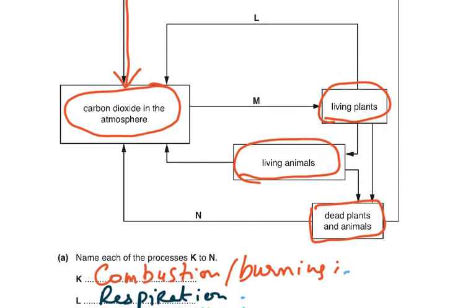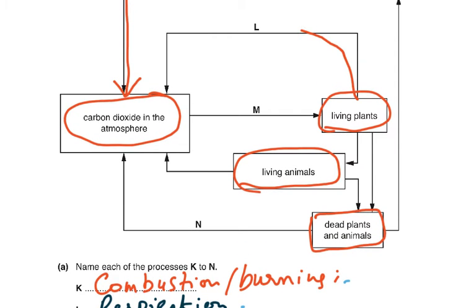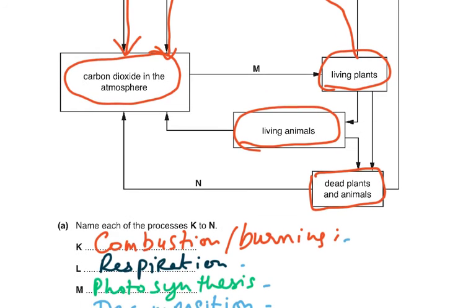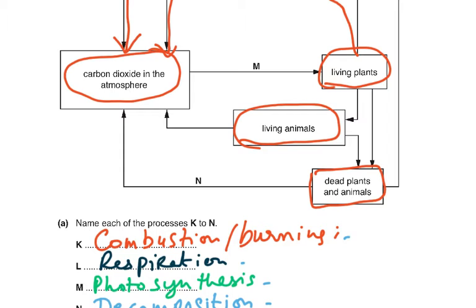Then similarly, L was what? Living plants to carbon dioxide in the air. This has to be respiration. Then M was photosynthesis. Why? Because carbon dioxide is going out, is going to plants, so that has to be photosynthesis.